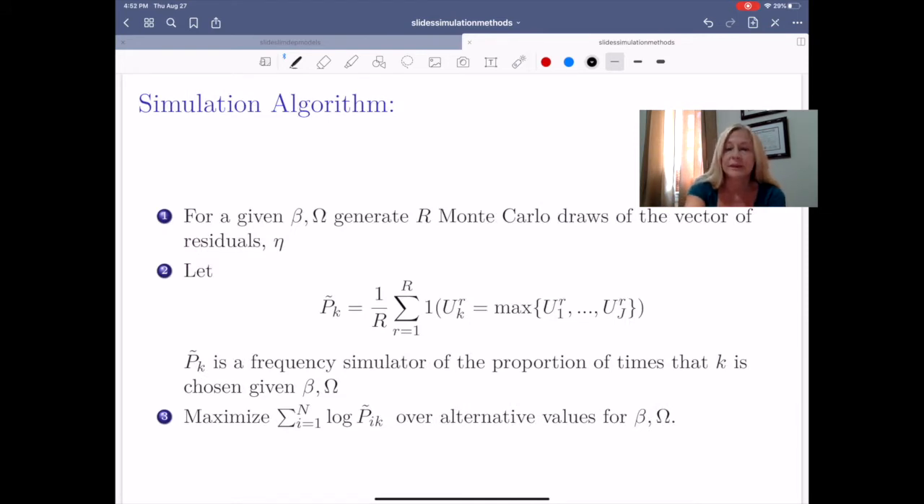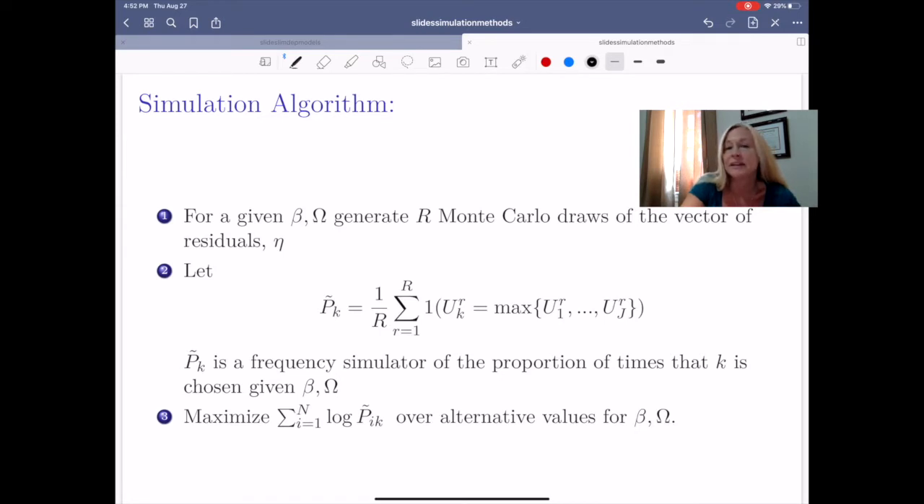So here's one simulation algorithm. For a given set of parameters, beta and omega, where omega is the variance of the errors, and if there are j choices, omega is j by j. For a given set of parameter values, generate Monte Carlo draws. We fix the parameter values and then we draw a set of residuals, and we draw that R times. So R could be 100 or 500 or 1,000.